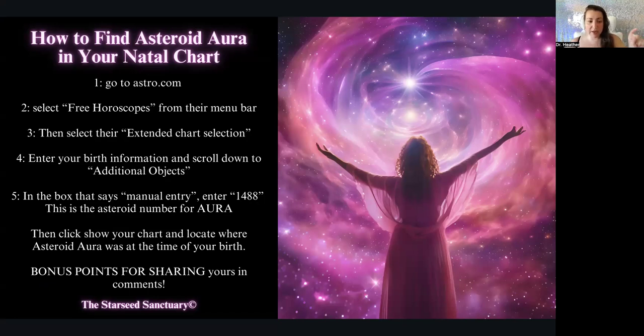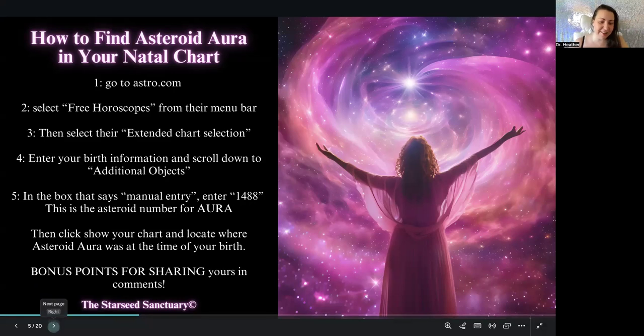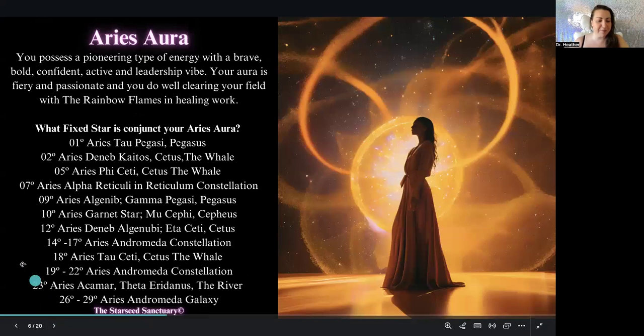You can click to show your chart and locate where your natal asteroid Aura is at the exact time that you were born. Bonus points if you share that with us in the comments. I'd love to know where your asteroid Aura is, and then we're going to figure out what fixed stars it's connected to as well. Go ahead and share yours once you figure it out, and I'd love to hear from you guys.